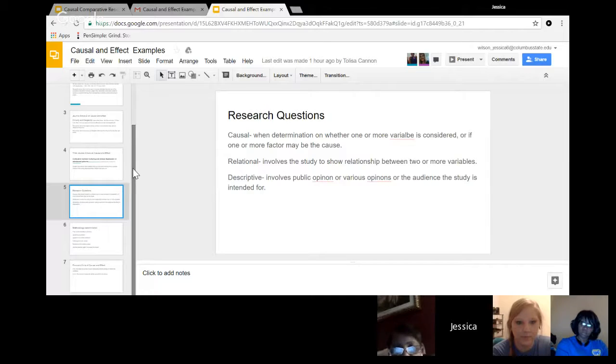Some of the research questions were causal, involving the determination of whether one or more variables may be the cause of something. Another one was rationale, which involved the study showing the relationship between two or more variables, and the descriptive involved public opinion, the various opinions, or what audience the study was intended for.